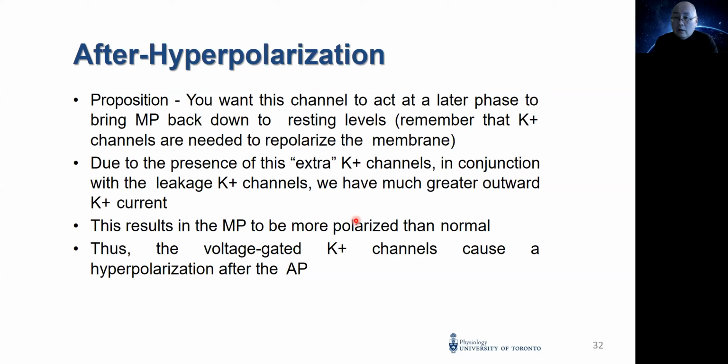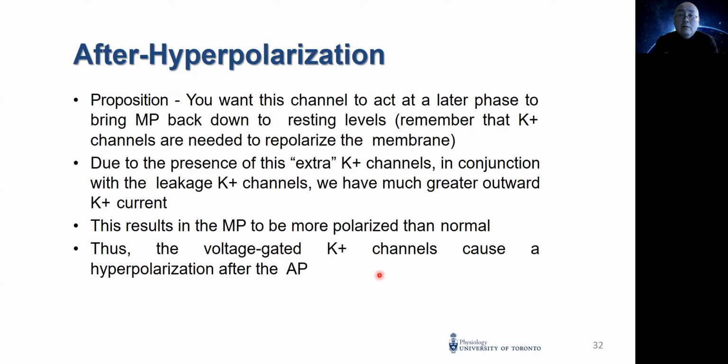If we have more of these voltage-gated potassium channels, in addition to these leak channels, we will have much more movement of potassium out to repolarize much more quickly. As a result, the membrane potential will tend to become more polarized than normal. More potassium leaves the cell than would normally happen. This makes it go below the resting membrane potential. If we have enough of a density of these channels, we will actually cause this after hyperpolarization.